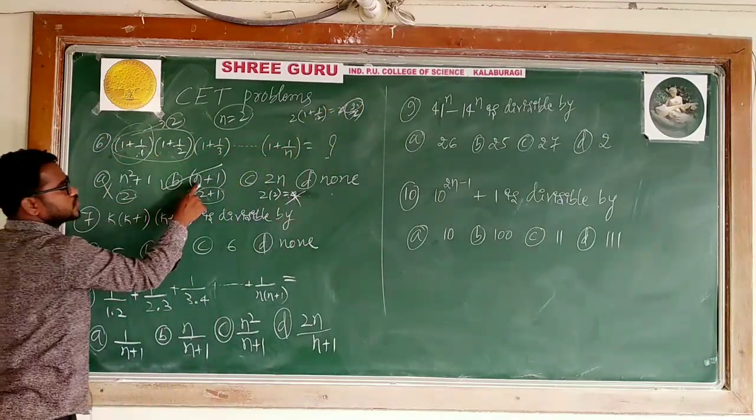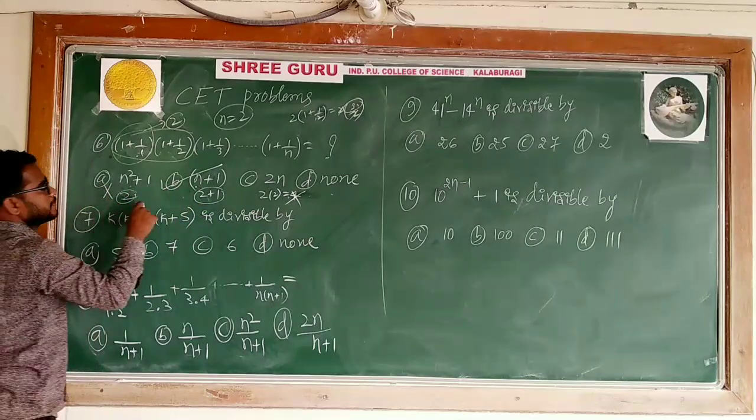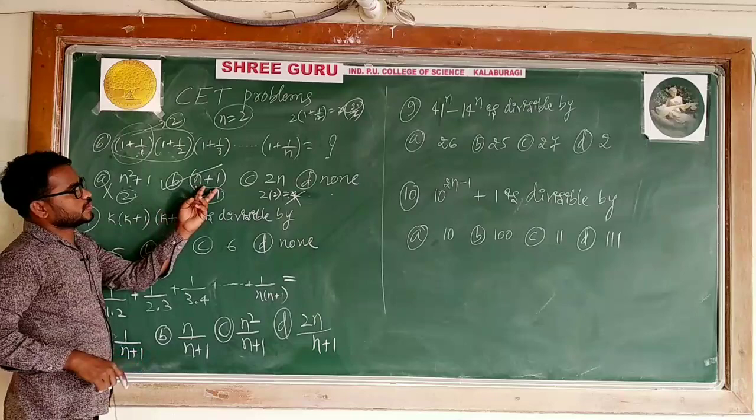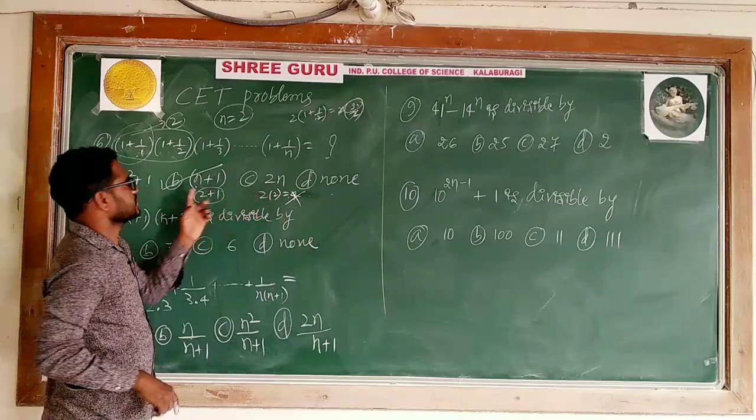Here, n is equal to 2 does not give 3, because you will get n is equal to 2 squared, 4 plus 1 is 5. Here 2 plus 1, 3 you will get. Here 4 you will get, but 3 is the correct answer.